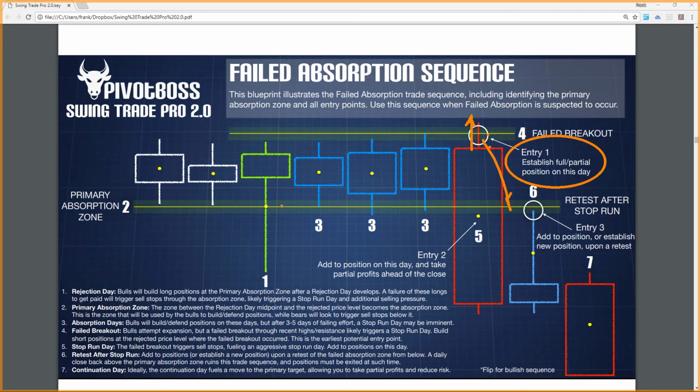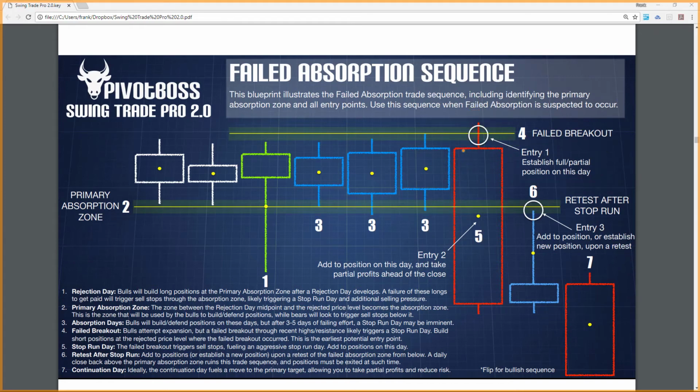So oftentimes, if I maybe didn't get into a position, but it's sitting there for 1, 2, 3, or 4, or even 5 days of absorption, I'm now looking at this side of the chart for signs of rejection so that I can get in ahead of the stop run through the recent lows and likely to fresh lows. So again, that is your earliest entry opportunity. You can establish a full or partial position on that day.